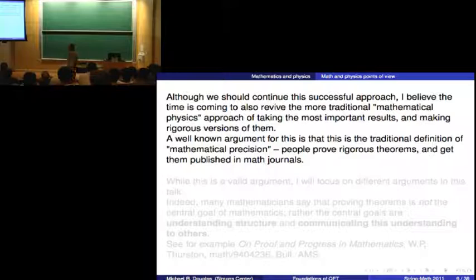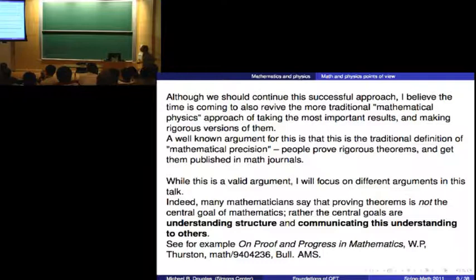But there is this other approach of trying to make physical definitions and claims rigorous. And of course, this is the traditional definition of mathematical precision. People do prove theorems, they get them published in math journals, they get jobs based on this and so forth. And again, not something one can really criticize. But as a physicist, I'm not going to emphasize that point.